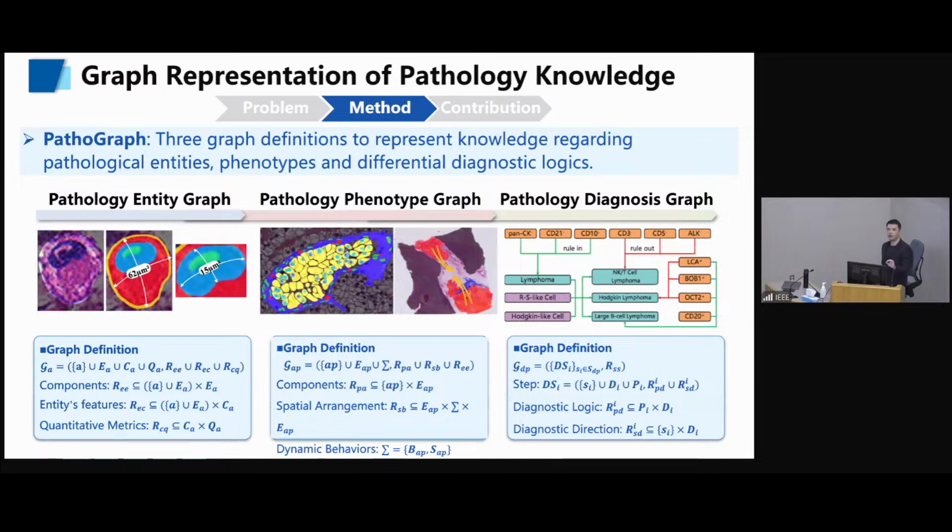The outcome of my research is a graph-based knowledge representation method named PathoGraph. It consists of three graph definitions, each representing different aspects of pathology, including pathology entity, pathology phenotype, and pathology diagnosis. I will illustrate the graphs one by one.